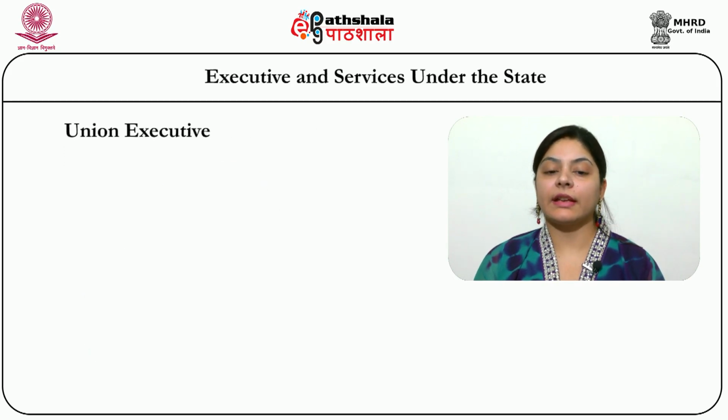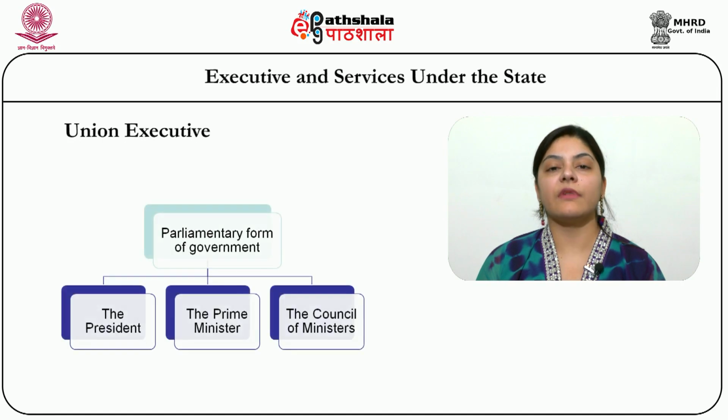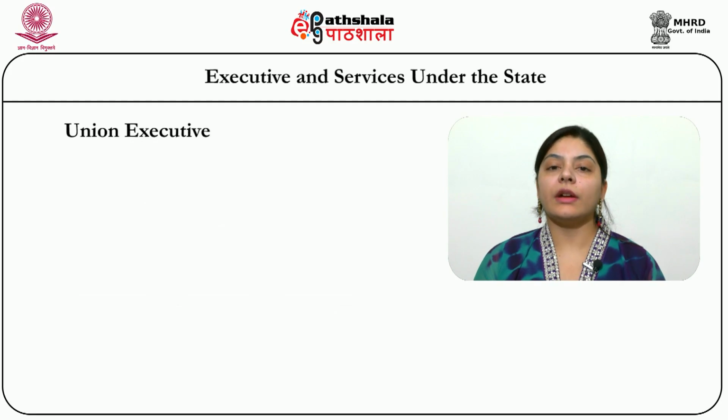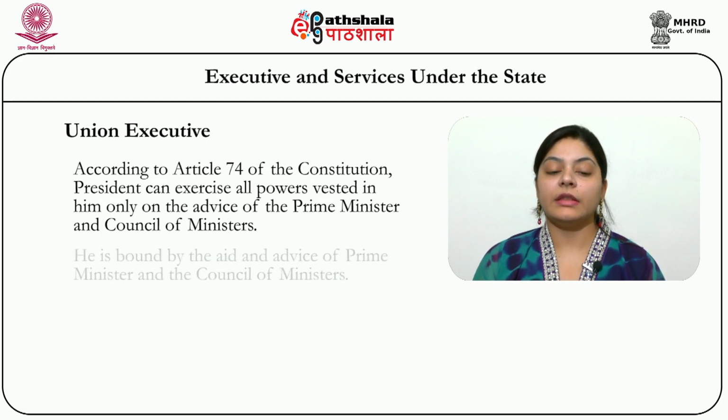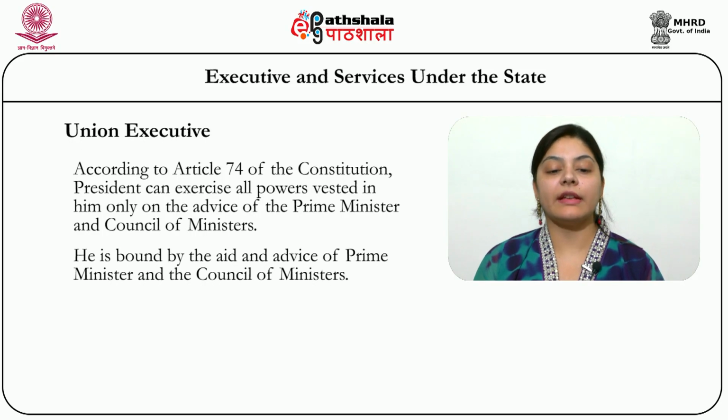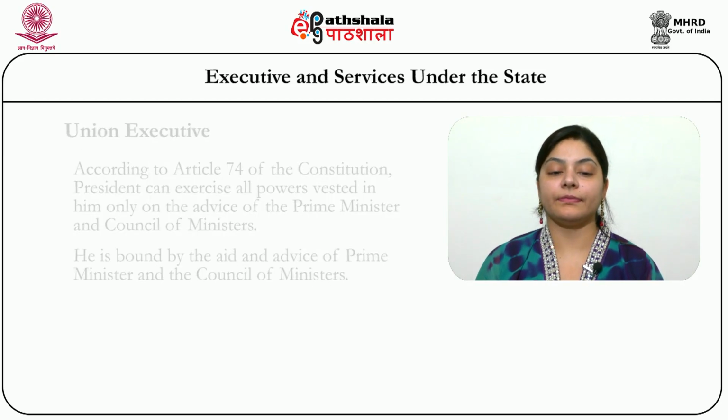Now, starting with the union executive: since we have a parliamentary form of government, the union executive consists of the President, the Prime Minister and the Council of Ministers. According to Article 74 of the Constitution, the President can exercise all the powers vested in him only on the aid and advice of the Prime Minister and his Council of Ministers. In India, the President is the nominal head, whereas the real head is the Prime Minister and his Council of Ministers. The President is bound by their aid and advice.